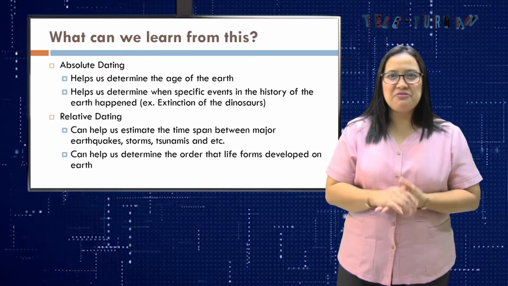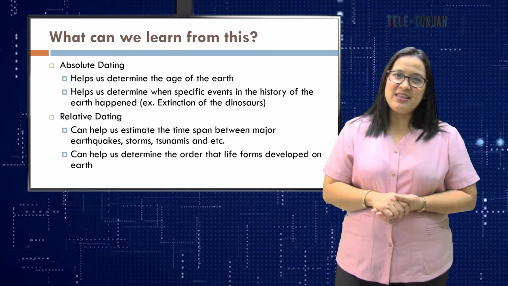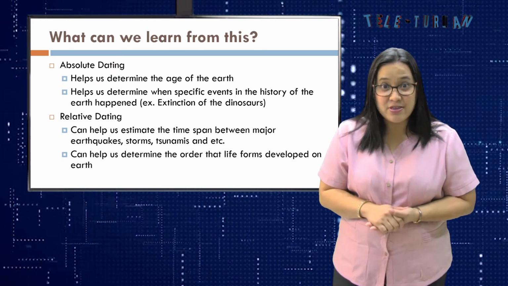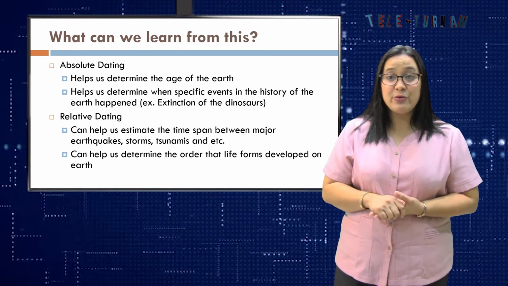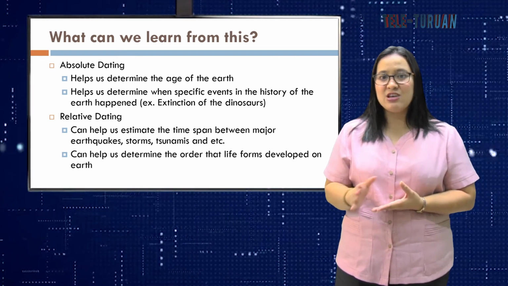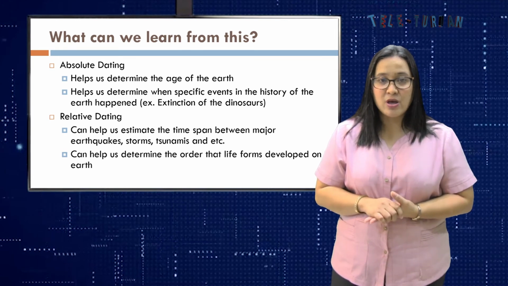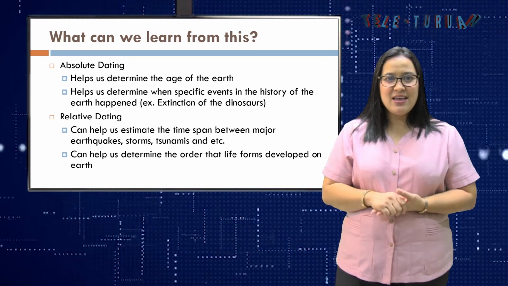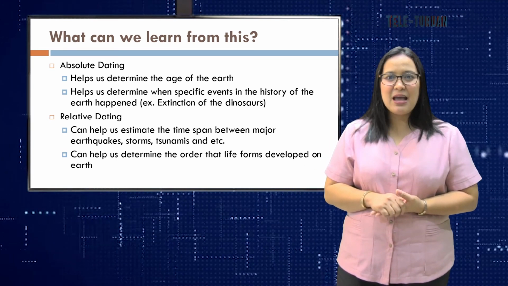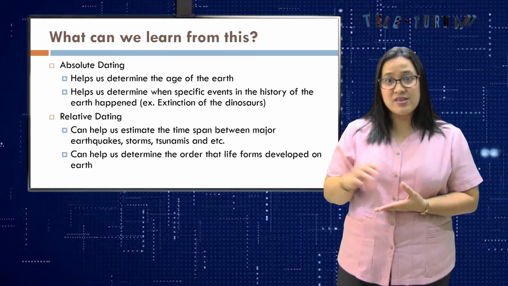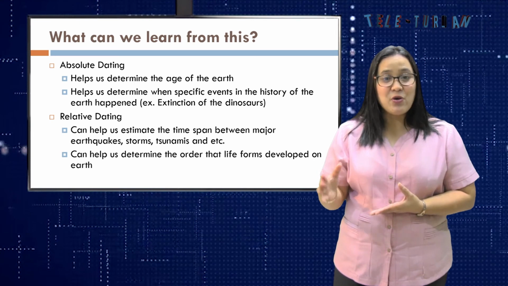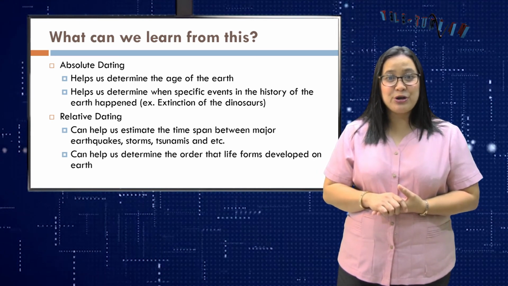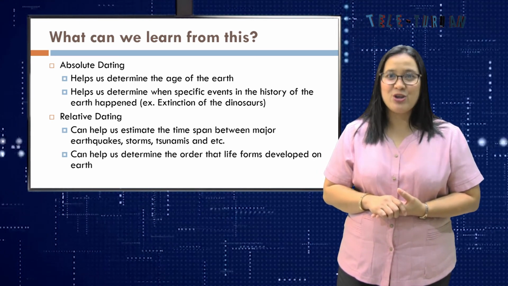So what can we learn from this? Absolute dating helps us determine the age of the Earth. It also helps us determine when specific events in the history of the Earth happened, such as the extinction of the dinosaurs. While relative dating can help us estimate the time span between major earthquakes, tsunamis, storms, etc. And also, it can help us determine the order that life forms developed on Earth.